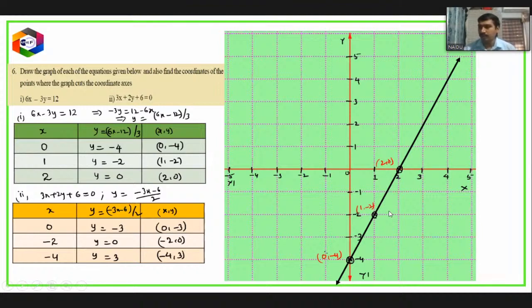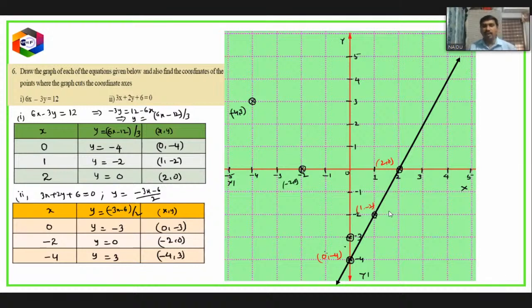Observe here. So what are the points? 0 comma minus 3: x value is 0, y value is minus 3. So this is the point. Then minus 2 comma 0, this is minus 2, and y value is 0. So this is the point. And minus 4 comma 3: this is minus 4 and this is 3. So we have all the 3 points: minus 4 comma 3, minus 2 comma 0, and 0 comma minus 3.